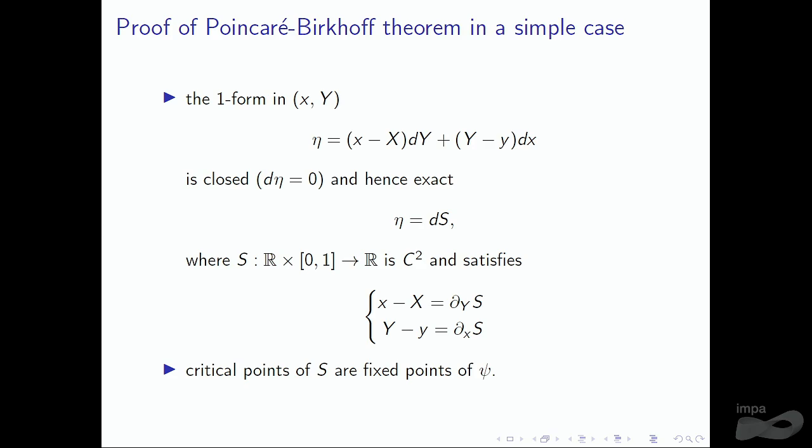So all we have to do is to show that, because until this point we haven't used the twist condition. And the twist condition will be the final ingredient to show that this function here has a critical point. So we have to find this critical point. So how do we do it?